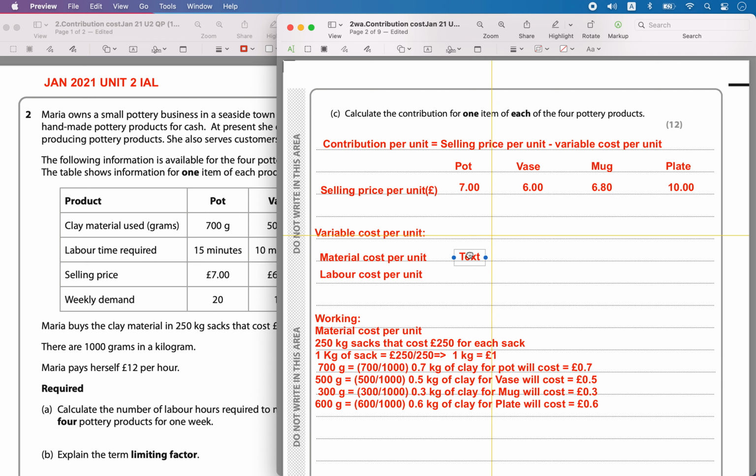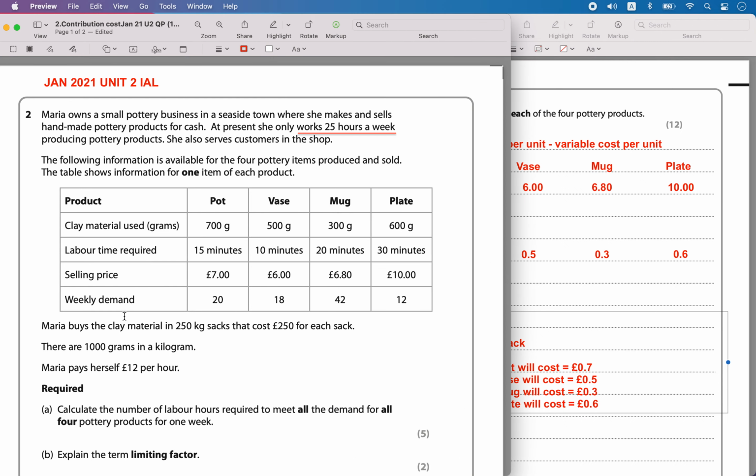So let's write the material cost. So everything is in pounds, so I'm going to express it in pounds. So 0.7 pounds for the pot. For the vase it is going to be 0.5, and then we have the mug, whose material cost is 0.3 pounds, and for the plate it is 0.6 pounds. So this is the material cost.